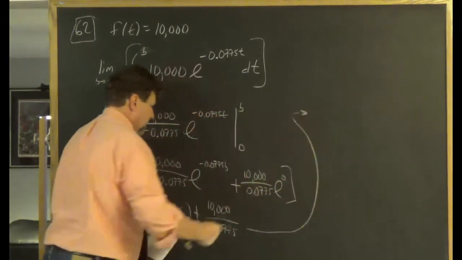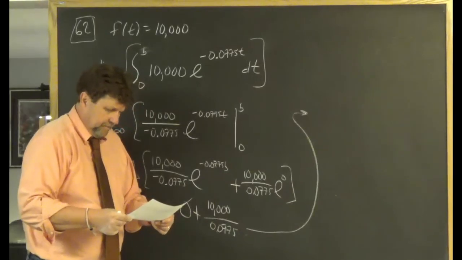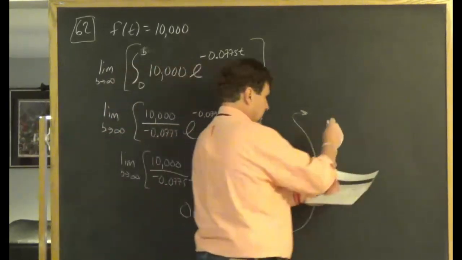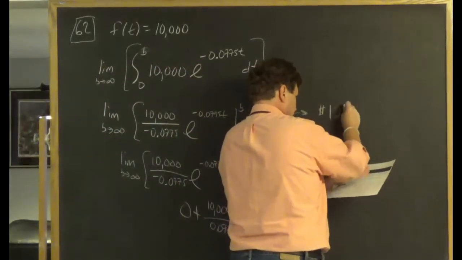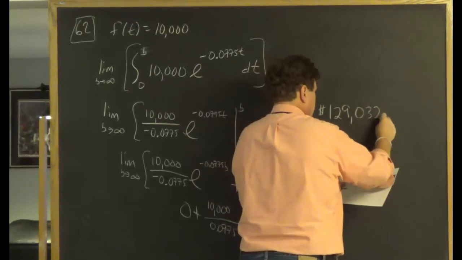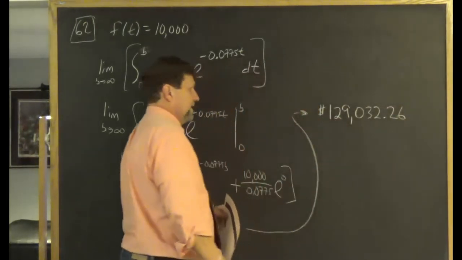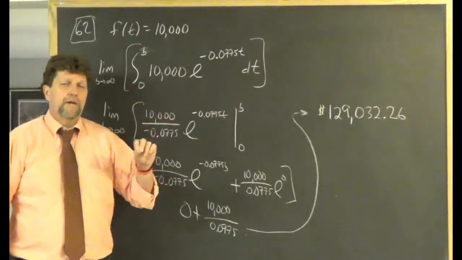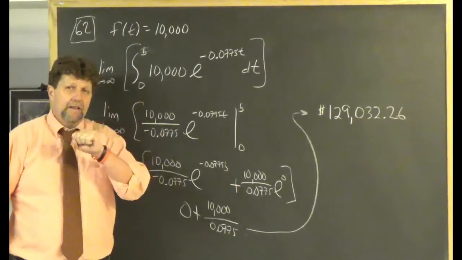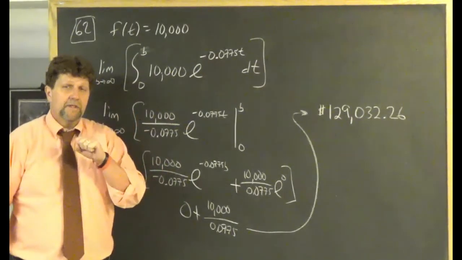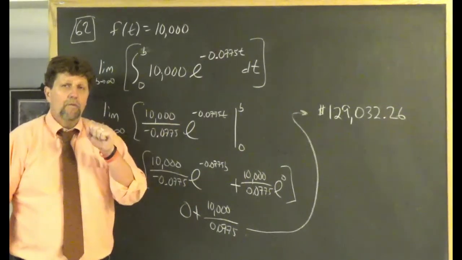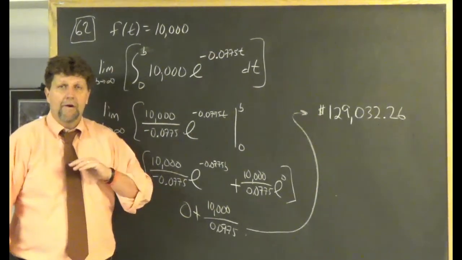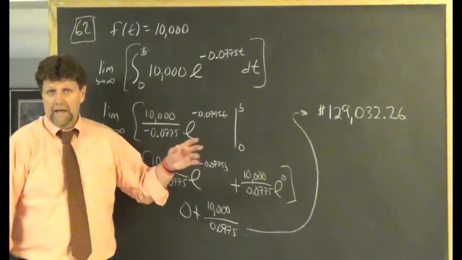And if you use your calculator and do 10,000 divided by 0.0775, you get $129,032.26. So if $129,032.26 is invested today at this fund that earns 7.75% interest compounded continuously, it will fund this $10,000 annual scholarship forever. Kind of cool, kind of trippy.